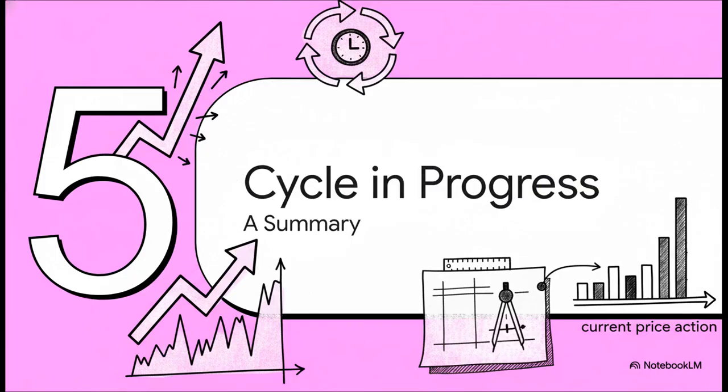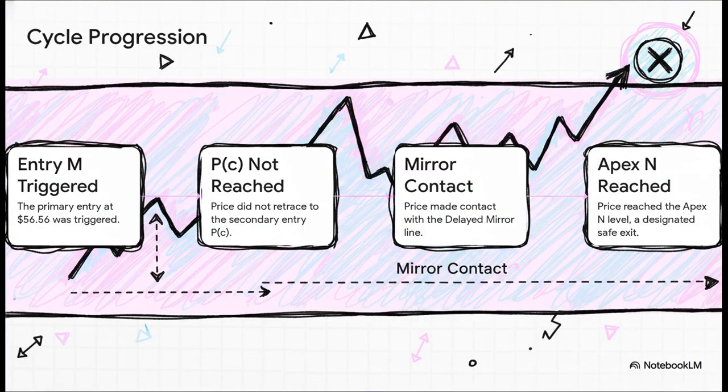Okay, so we've seen the plan, we've watched the key events unfold. Let's put all the pieces together now and just summarize the progression of this cycle so far. So, the progression has followed the documented path very closely. First, the primary entry at M was triggered. That secondary entry, PC, was never reached. From there, the price made contact with the delayed mirror line. And then, most recently, it has reached the apex N safe exit target. The cycle has methodically moved through each documented phase.